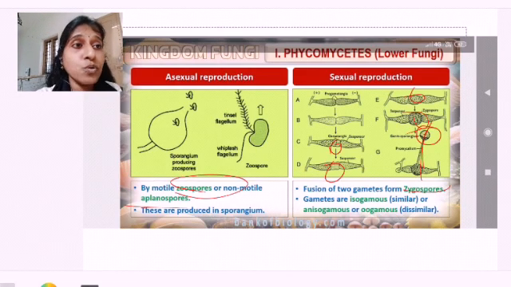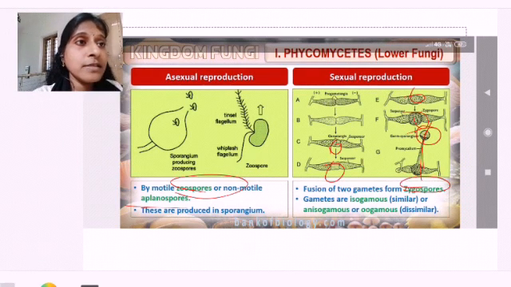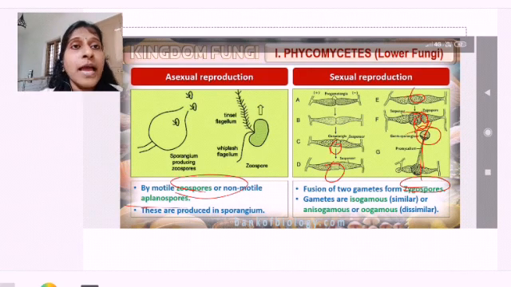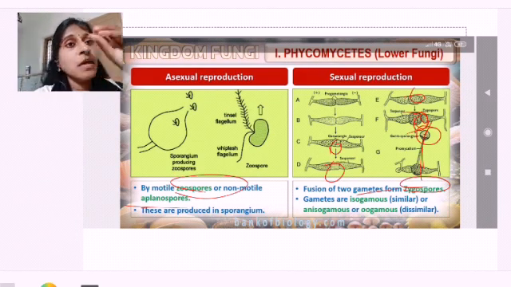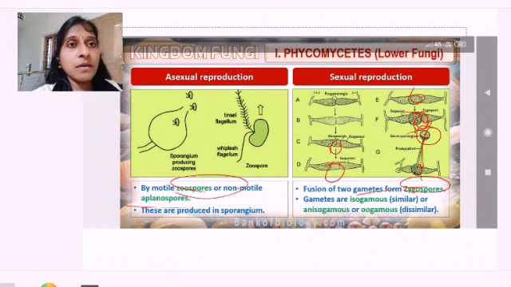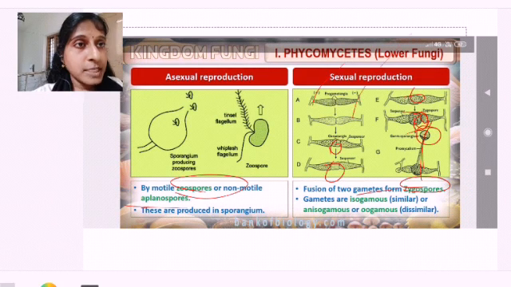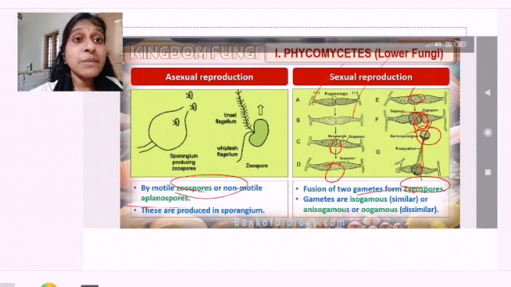Now this fusion of two gametes forms zygospores. When they fuse together, they form zygospores. And the gametes are isogamous. Isogamous means most of the gametes are somewhat similar. The plus as well as the minus strains look somewhat similar to one another. Then it is called isogamy.